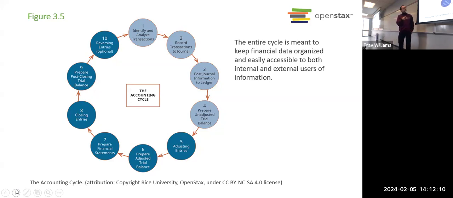So we'll close out the books and then make another trial balance, the post-closing trial balance. And then there's the 10th optional step.